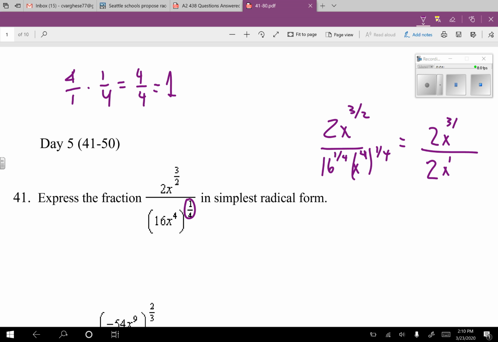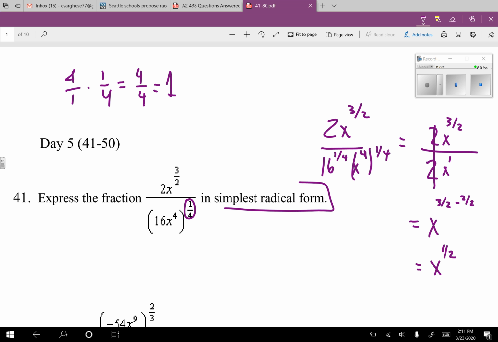So basically you're just going to divide this, and when you divide, remember you divide the coefficient, so 2 divided by 2 is 1, that cancels out. And x to the 3 halves divided by x to the first, when you're dividing exponents, you subtract the fractions. So it's going to be really x to the 3 halves minus 1 whole, which is the same thing as 2 divided by 2. And so 3 halves minus 2 halves is 1/2. So this is going to be x to the 1/2 power.